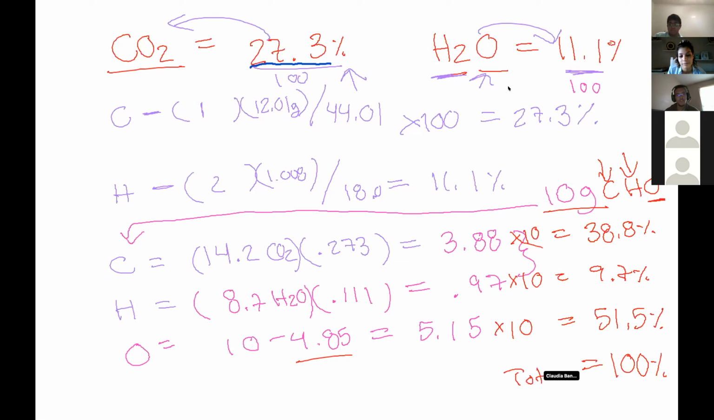Just want to add something onto what Claudia just said. Another way of seeing it: when we're going from percent composition to empirical formula, we usually do it over 100 grams. Since we have 10 grams here, the easiest way is to divide 100 by the total amount of grams that we have, which is 10. And since that gives us 10, that's the factor we multiply the carbon, hydrogen, and oxygen by.